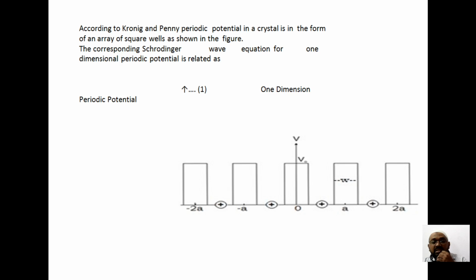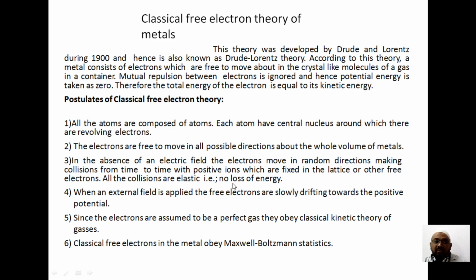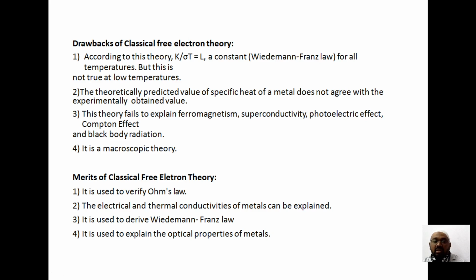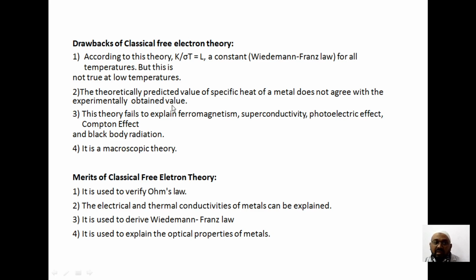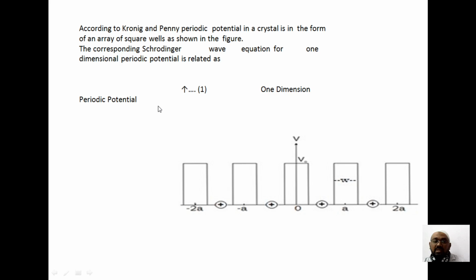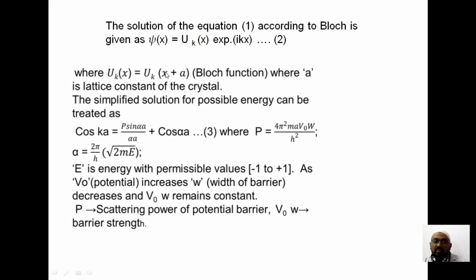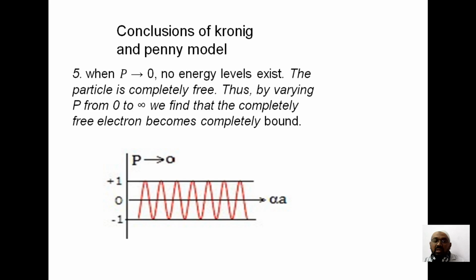In today's class, we had an introduction to the classical free electron theory, and we discussed its defects, merits and applications. First, the classical free electron theory was proposed by Drude and Lorentz. With their assumptions there were some applications and advantages, and definitely some disadvantages also. Then the two scientists Kronig and Penney proposed a model describing the electron moving inside a metallic crystal, and they drew conclusions, which we discussed here.